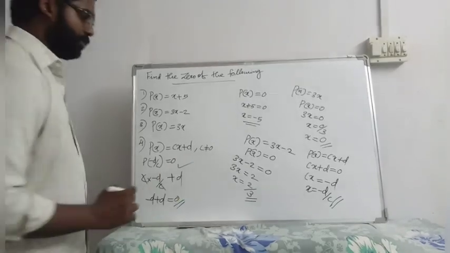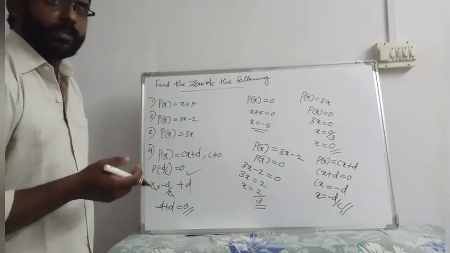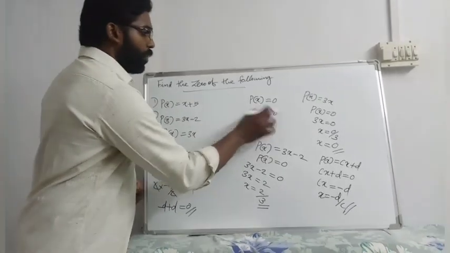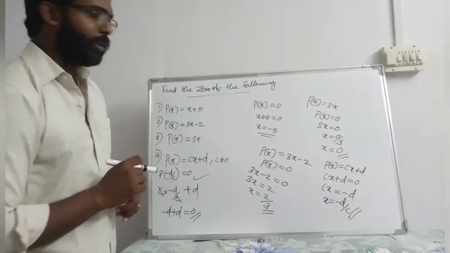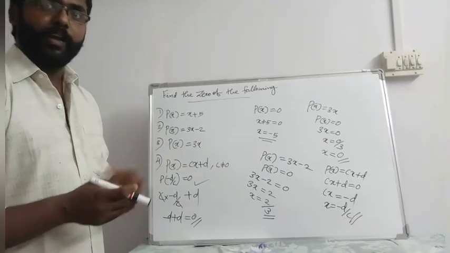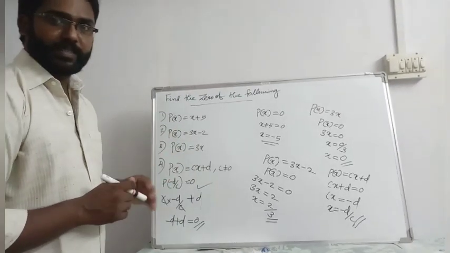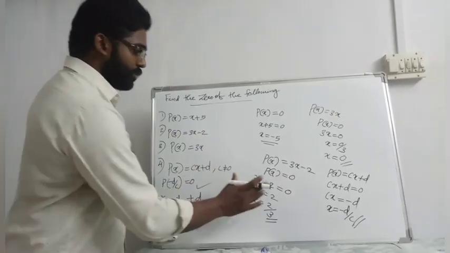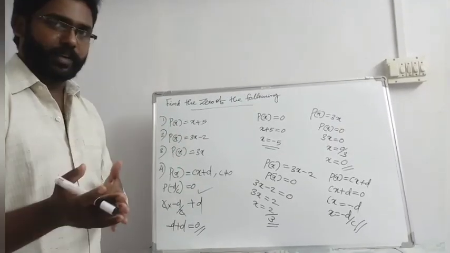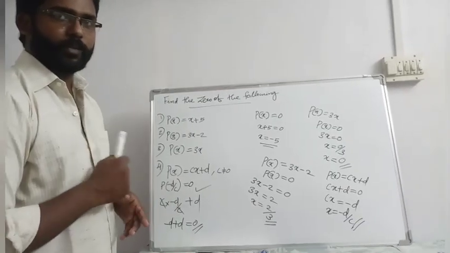So it is right. If we want to find the zero of a polynomial, at first write the polynomial equal to 0. Next, we arrange. We already learned in linear equations, simple equations in the 7th and 8th standard, the arrangement of terms, with the variable on one side and the constants on the other side. So you can easily find the zero of the polynomial.